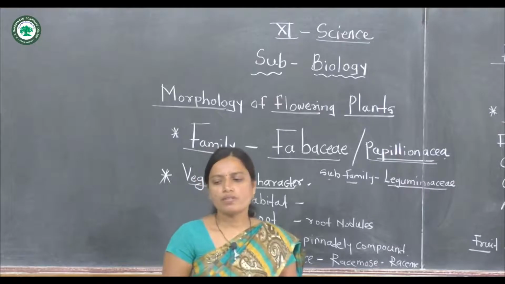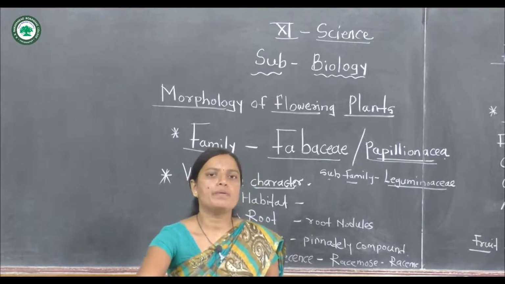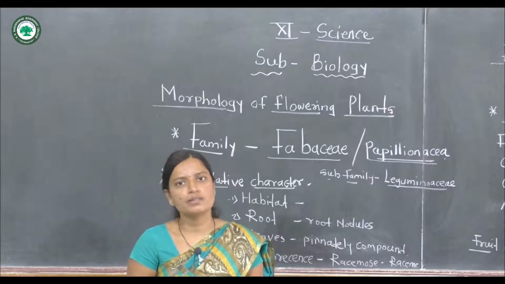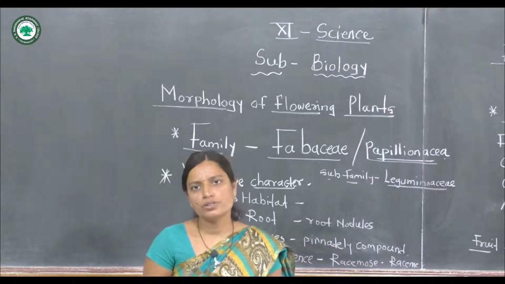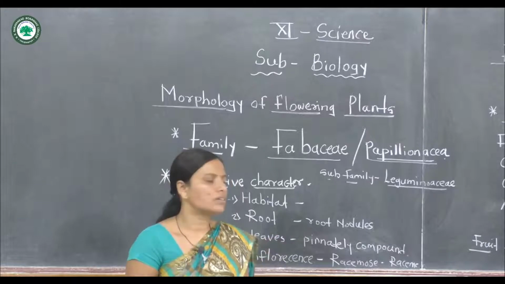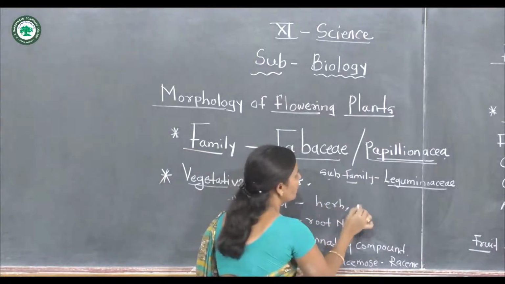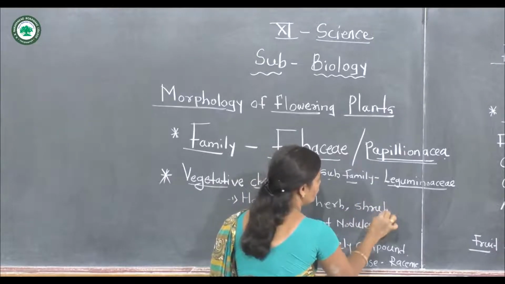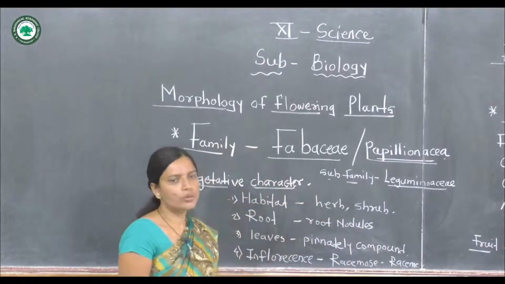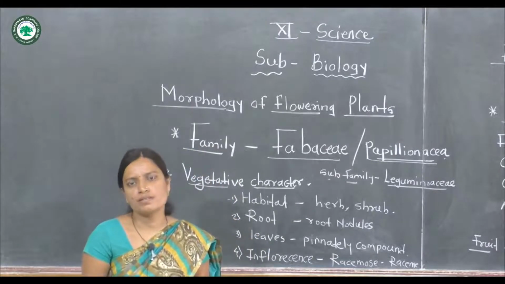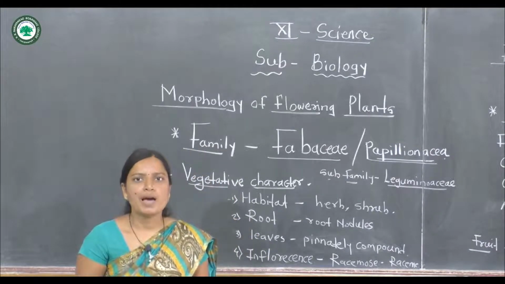Now the first character of this family is the habit. The plants of Fabaceae are herbs and shrubs. The plant height can be about 2 to 3 centimeters, and some of the smallest plants are included in the family Fabaceae.